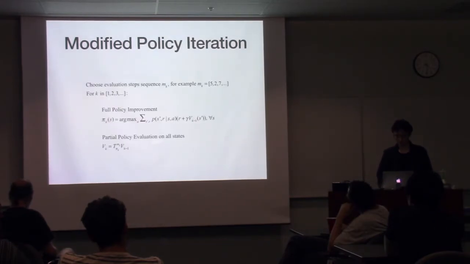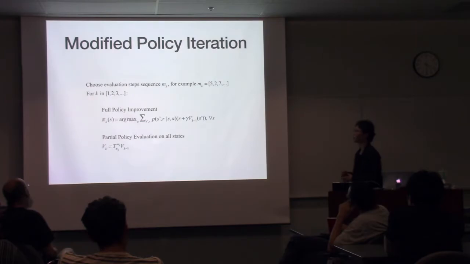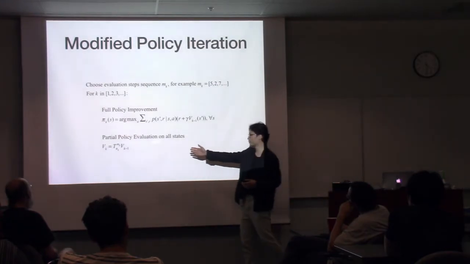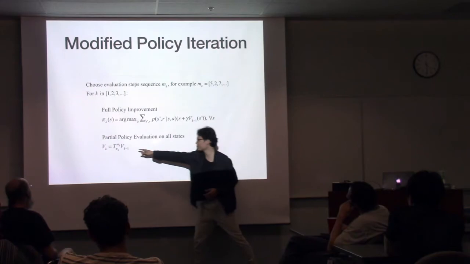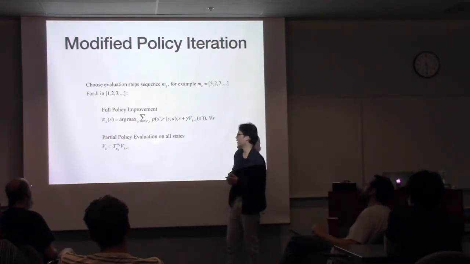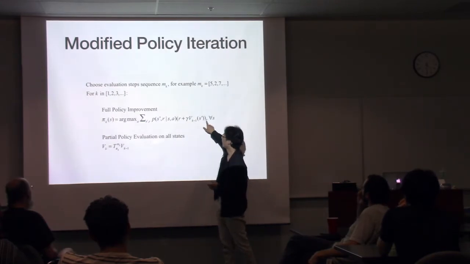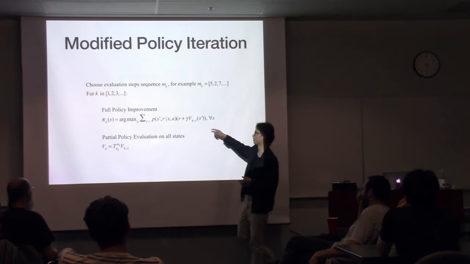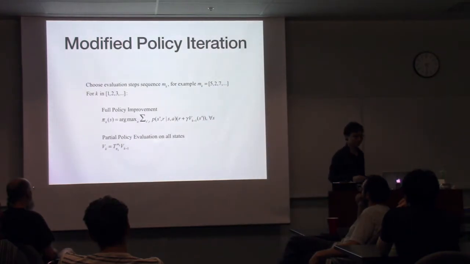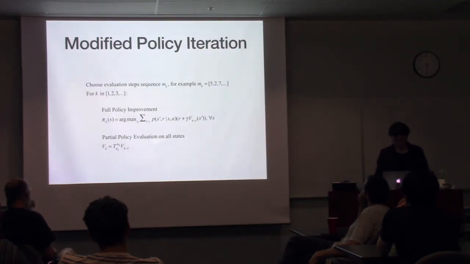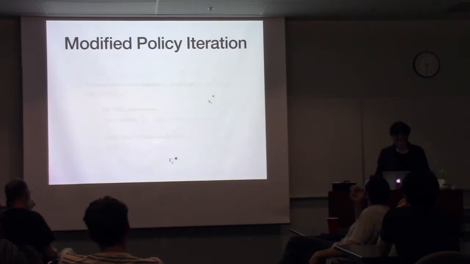So in this algorithm, basically what you do is you do full policy improvement, and then you do partial policy evaluation on all states. And here it means that you do m_k steps of policy evaluation. And basically here it means that you update your policy for all states. Basically you find its greedy policy for all states.